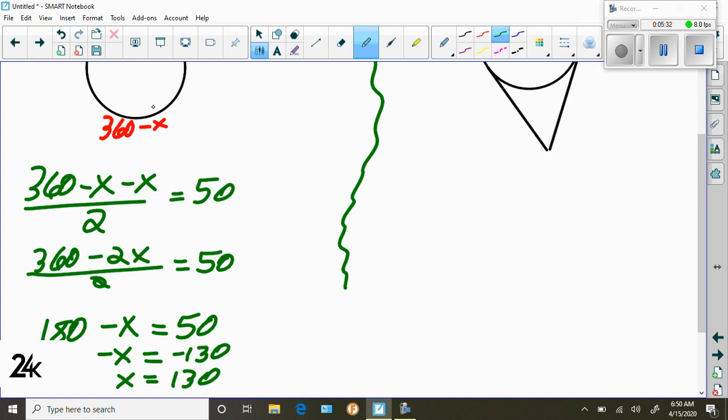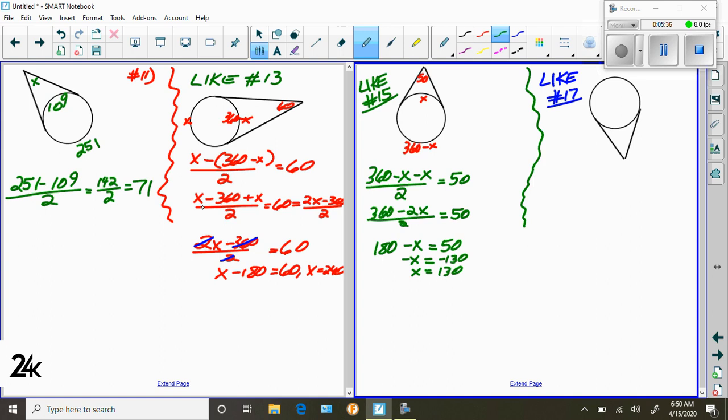But wait a second. Where's my split screen mode? Oh my snap. This was x minus 180, and this one's 180 minus x. Let me get closer to the mic. Let's see if we see a pattern here, y'all. That's way too small, isn't it?